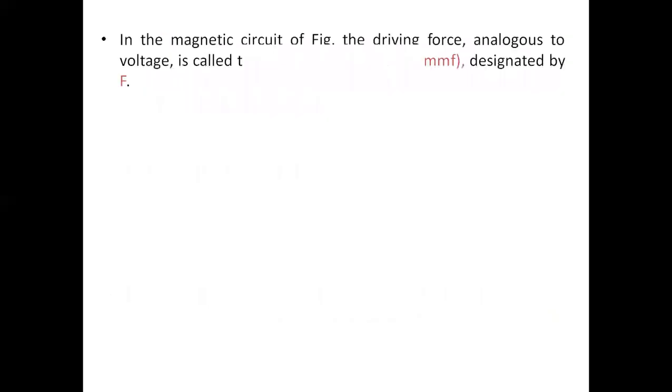Now, in the magnetic circuit of the figure, the driving force, analogous to voltage, is called magnetomotive force. It is denoted by capital F. This is the driving force, which is similar to the voltage in the magnetic circuit. That's the reason it is called MMF, in short. It is a magnetomotive force, designated as F.